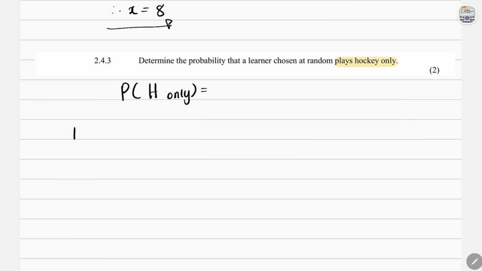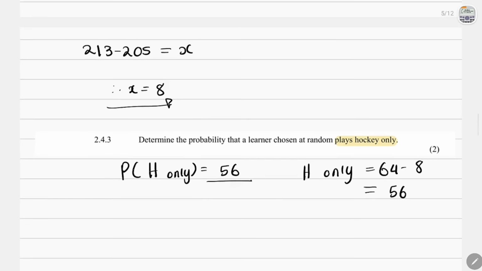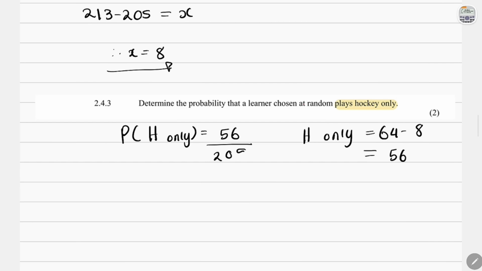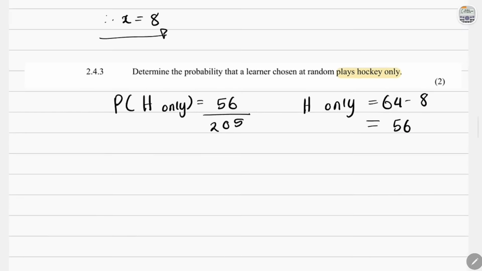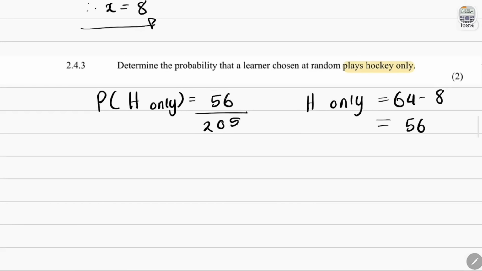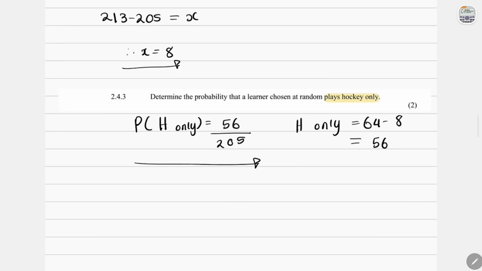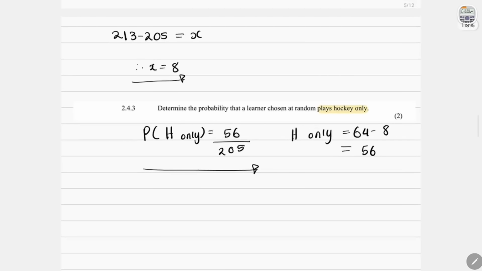So we know that the ones who play hockey only, that is 64 minus x, but x is 8. So that is 56. And now finally we need to get this as a probability, because they said determine the probability. So that is 56 over the total number of students we have, which is 205. And that would be our answer. I can see that this is an even number, this is 5, so they definitely don't divide. And that is our answer. And that is it for that question.